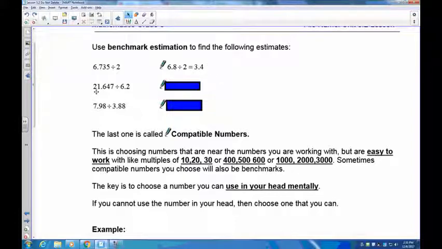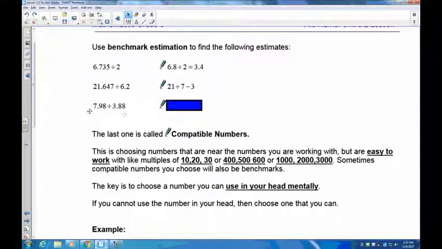Okay, 21 and 647 thousandths divided by 6 and 2 tenths. That is 21, and I rounded this to 7. The reason for it is I know that 21 has a 7 in its times table. So 21 divided by 7 gives me 3. That should be an equal sign.